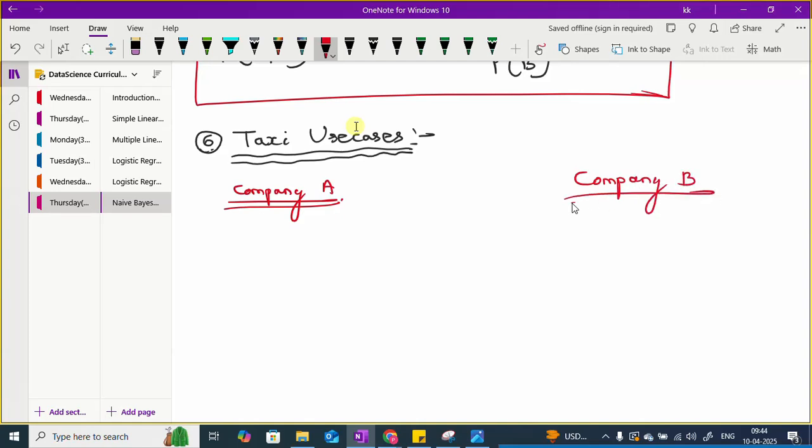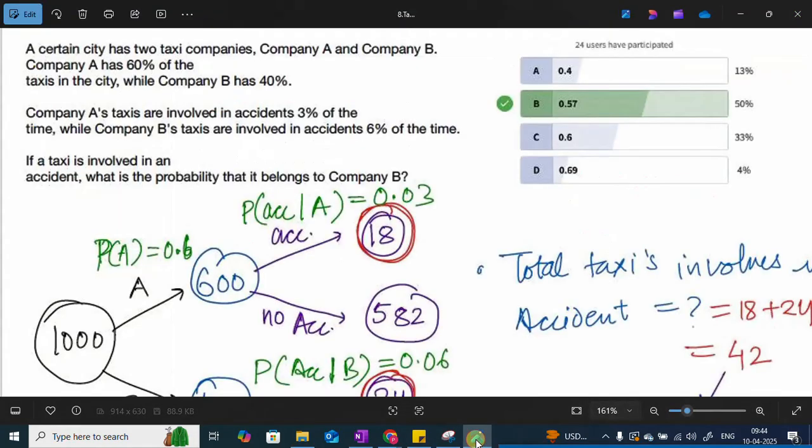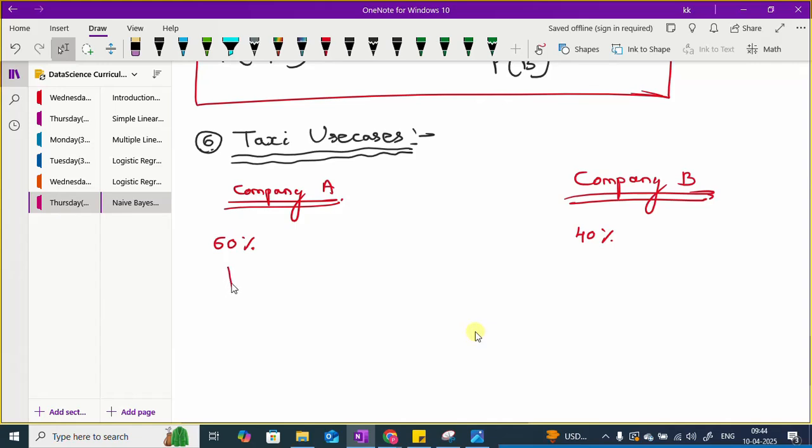I'm just writing all the gist. It's telling 60% of the taxis belong to company A. Fine. And obviously, the rest, 40% of the taxis, belong to company B. Correct. Now, out of the 60 percent, according to the question, company A taxis are involved in accidents 3 percent of the time. So out of 60 percent, I can say 3 percent of the time it faces an accident.